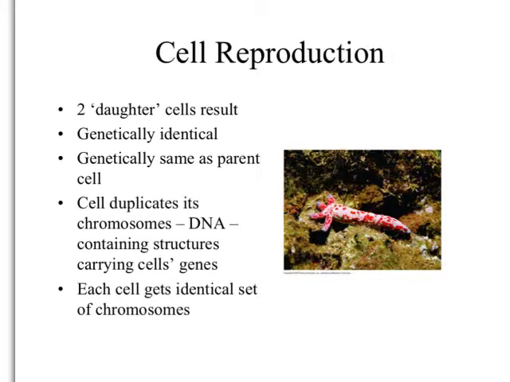So an overall picture of cellular reproduction looks like this. We're going to get 2 what we call daughter cells as the result, and they are going to be genetically identical, or genetically the same as the parent cell. In cellular reproduction, the cell has to duplicate its DNA-containing structures, which are called chromosomes, and these are what carry the genes of the organism, which will be later transmitted into proteins and have an effect on how the cell functions and how the organism looks. Each cell is going to get an identical set of chromosomes, identical to each other and to the parent cell.